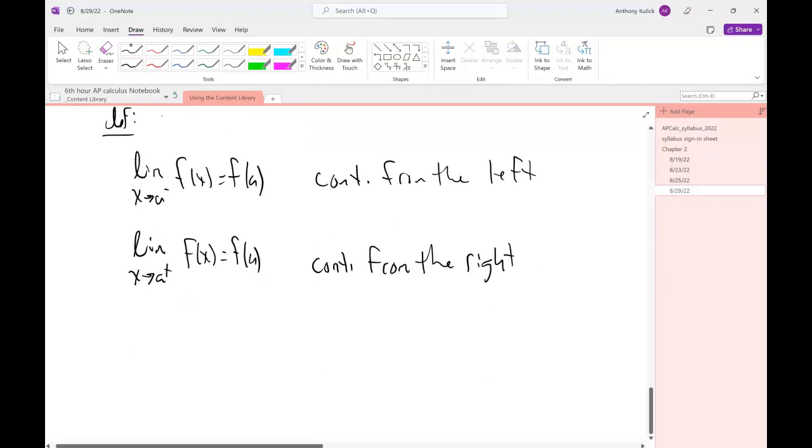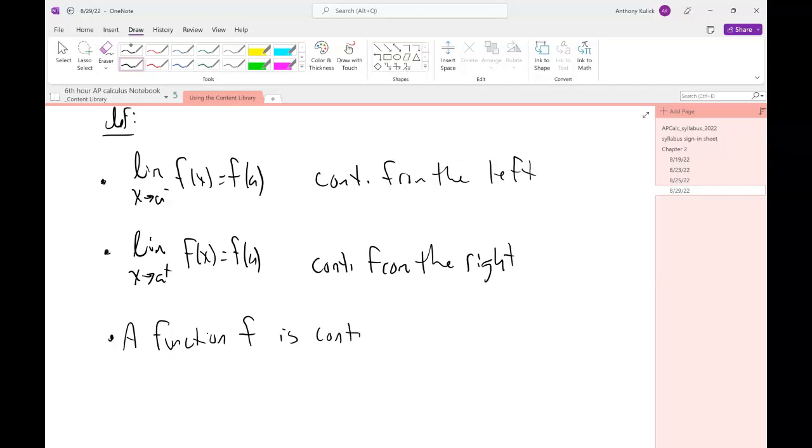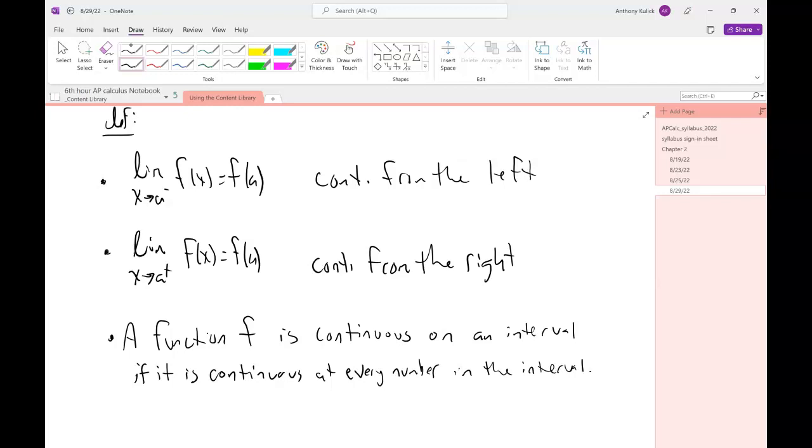Okay. And now that we have these additional types of continuity, we can talk about what it means to be continuous on an interval. So we say that a function f is continuous on an interval if it is continuous at every number in the interval.